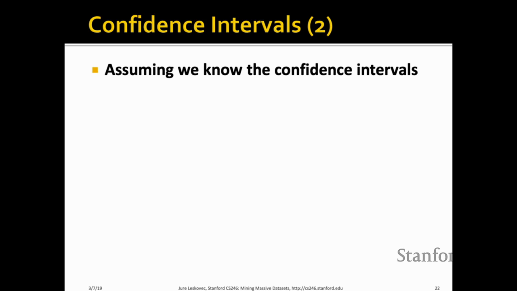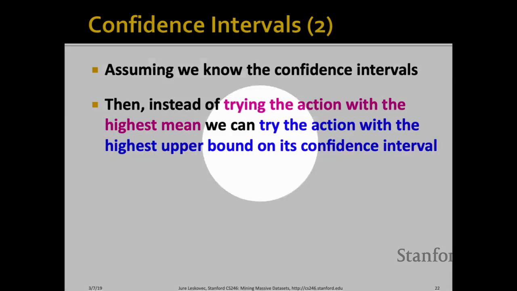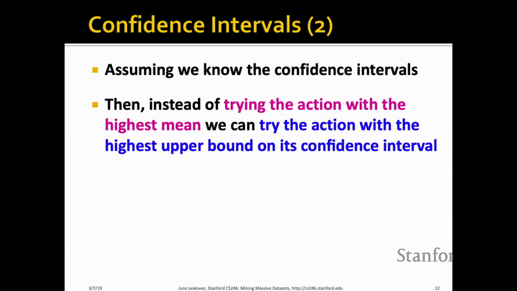Assume that we know our confidence intervals. And what you can try to do is the following. Instead of trying the action with the highest mean, which is what we were doing before, we estimated our mu values for each arm, and then in the exploitation phase, we were going with the arm that has the highest mu value. What we do here is that we try the action with the highest upper bound on its confidence interval.